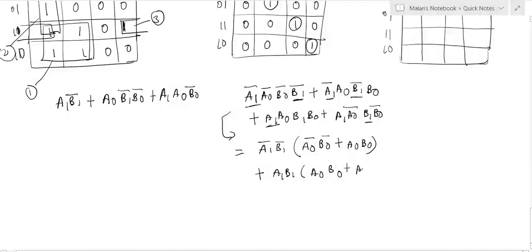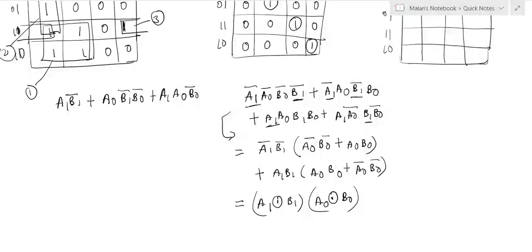Now I can rewrite the expression like this. Now we know that A bar, B bar plus AB is nothing but an XNOR operation. So I can rewrite the expression now: A1 XNOR B1, and the second expression is A0 XNOR B0. Now this will be the expression for A equal to B.